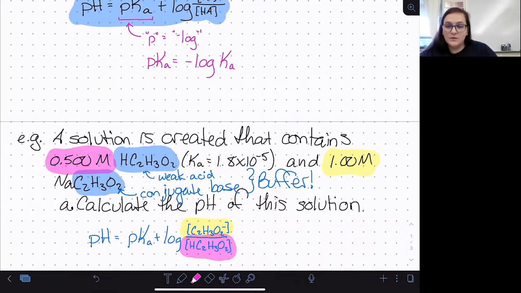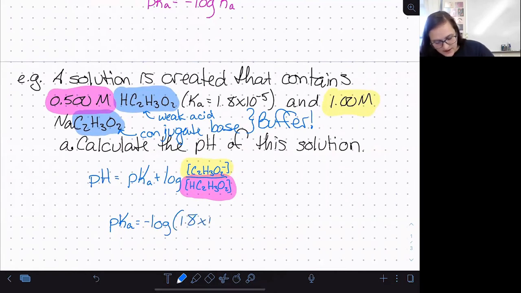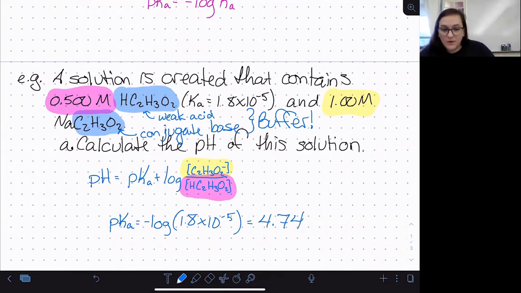So the only other thing we need here is the pKa, which we are not given directly, but we are given the Ka. So the pKa is just the negative log of the Ka, which is 1.8 times 10 to the negative fifth, which comes out to about 4.74.